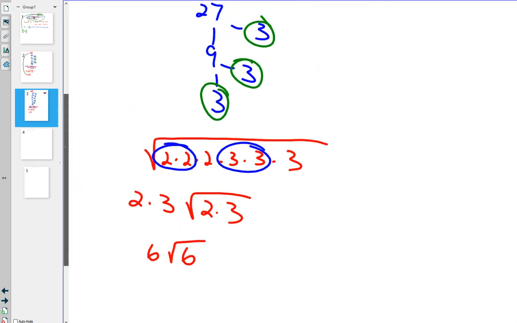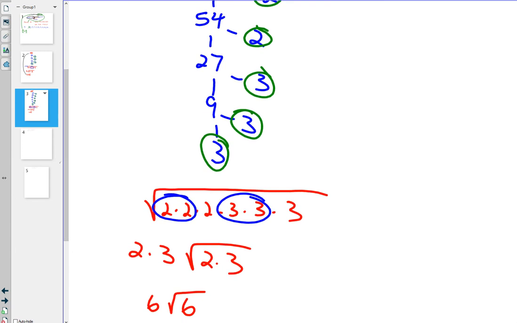And then Soha, if you now put 6 square root of 6 into the calculator, what are you going to get? The same thing that we got at the beginning. So the difference is that this is considered to be simplest radical form.